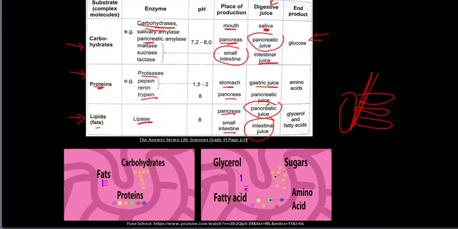Carbohydrates will become sugars or glucose. That is the name we use. And then fats will become glycerol and fatty acids. See how we've broken up that structure. Then proteins will become amino acids. A chain of amino acids that are more than 50 will generally constitute a protein.